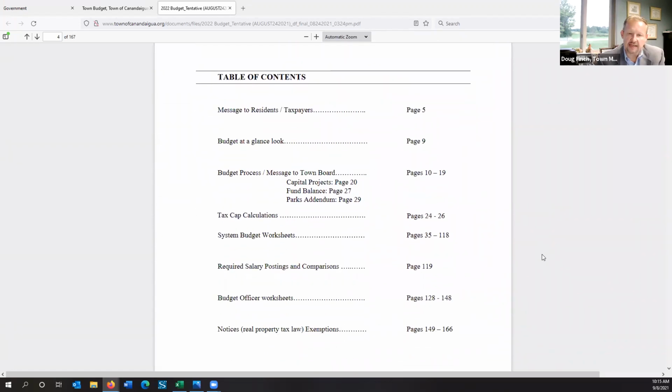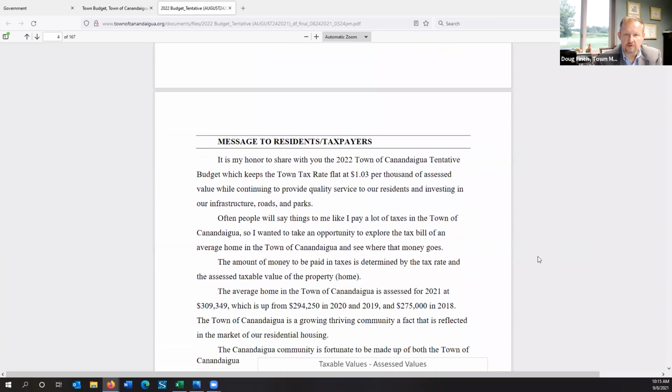The next page kind of gets into the table of contents. You don't want to sit and read all 166, 167 pages. This tells you, from a table of contents perspective, specifically the things that you might want to look at. I would actually recommend, if nothing else, take a look at the message to the residents and the taxpayers on page 5, and take a look at the budget at a glance on page 9. That really gives you some of the details associated with the overall 2022 proposed spending plan.